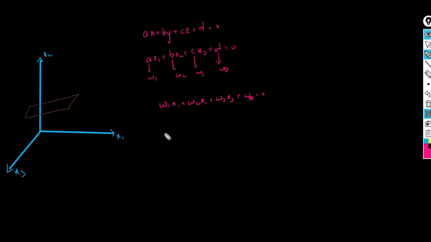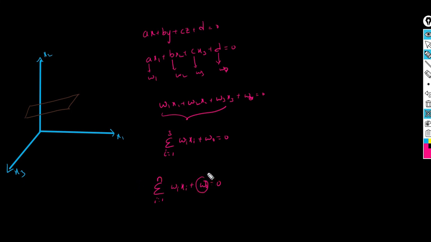Sorry for that. We can rewrite this as the sum for i equal to 1 to 3, because it is three-dimensional space, of wi xi plus w0 equal to 0. Similarly, in n-dimensional space, a plane is called a hyperplane. For the hyperplane, the sum for i equal to 1 to n of wi xi plus w0 equal to 0. Here w0 represents the intercept.